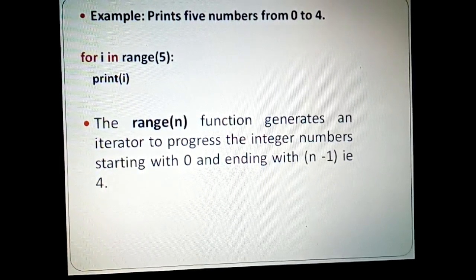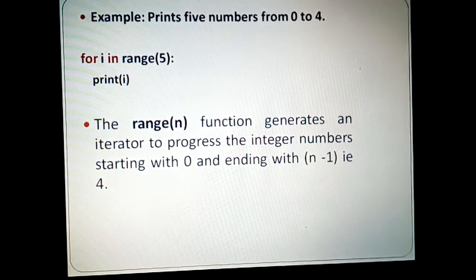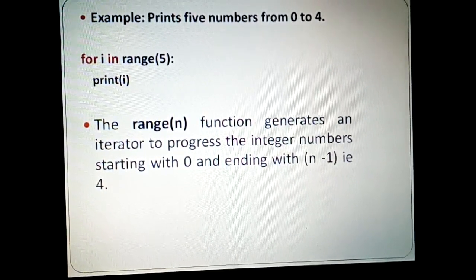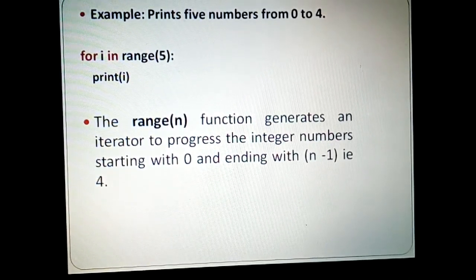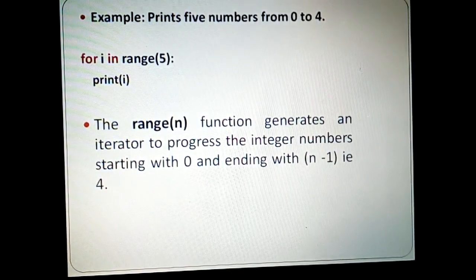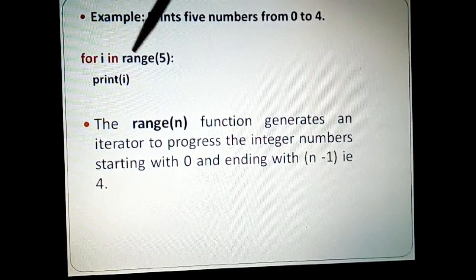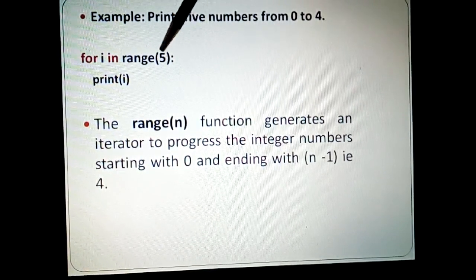Let us say that I want to print the 5 numbers from 0 to 4. If I want to do it in a C program, I would say i equal to 0, i less than 5, i plus plus. The similar thing applies here. Similarly, I can say here for i in range of 5, meaning the range will create a set of numbers from 0 to n minus 1, or 5 minus 1, that is 4. So you need not worry about it.